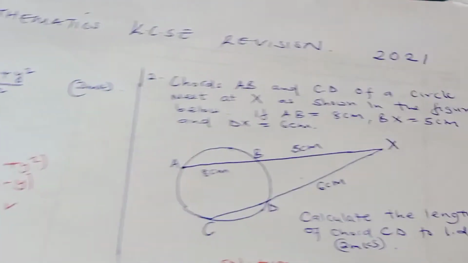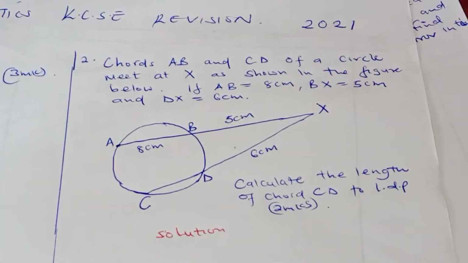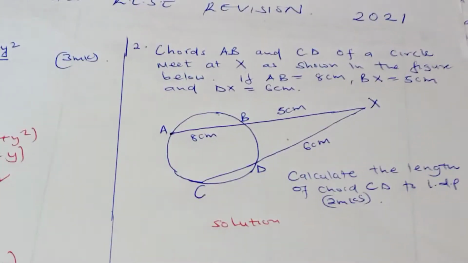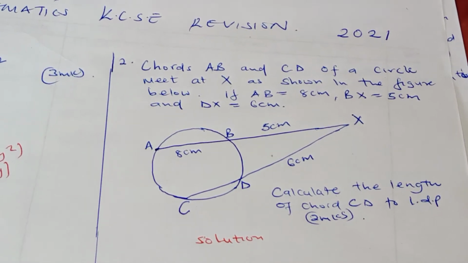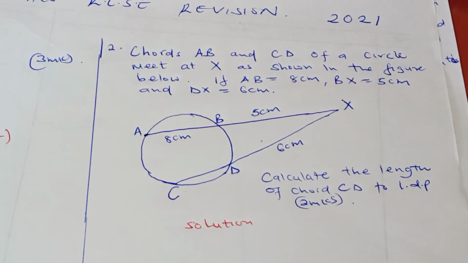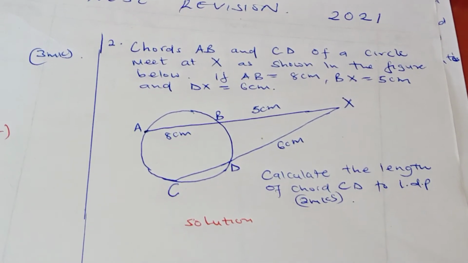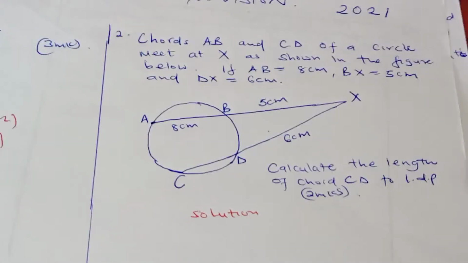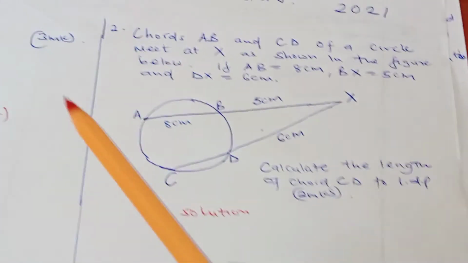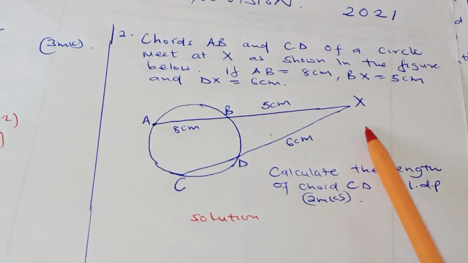Okay, cool. We go to the next question. Here is coming from a topic in Form 3, which we call circles, chords, and tangents, right? So the question reads, chords AB and CD of a circle meet at X as shown in the figure below. If AB is equal to 8 centimeters, BX is equal to 5 centimeters, and DX is equal to 6 centimeters, calculate the length of the chord CD to 1 decimal place. Okay, you have 2 marks there. So you're told that AB is 8 centimeters, BX is 5, DX is 6.